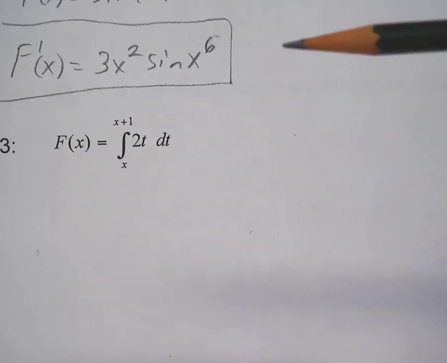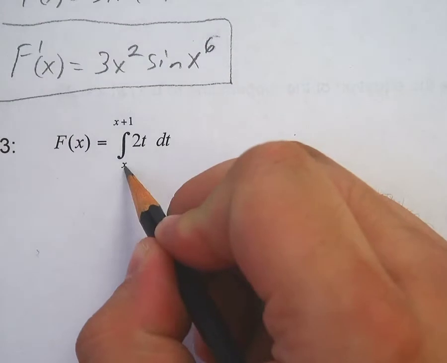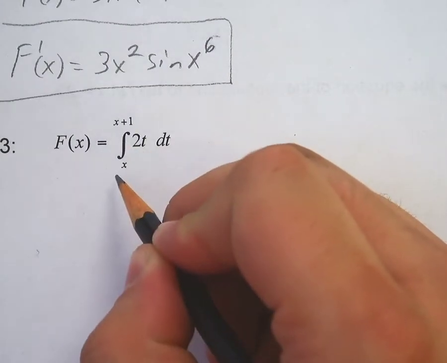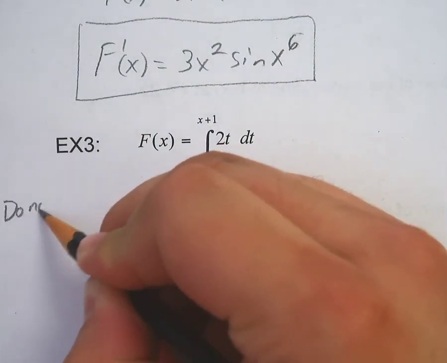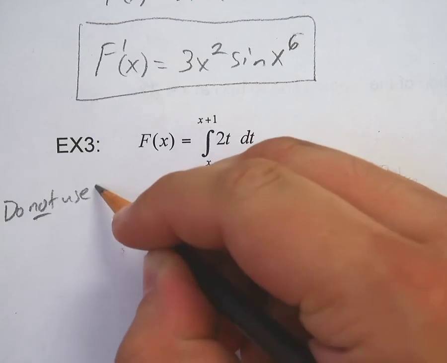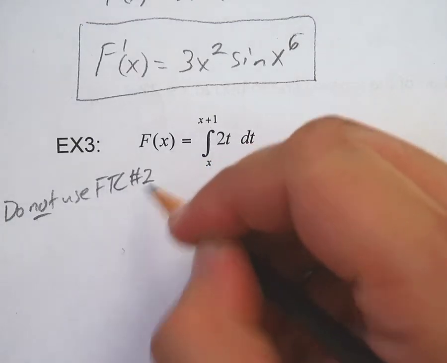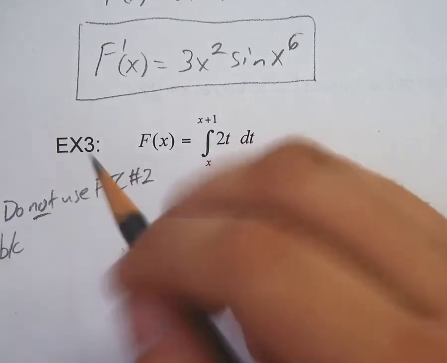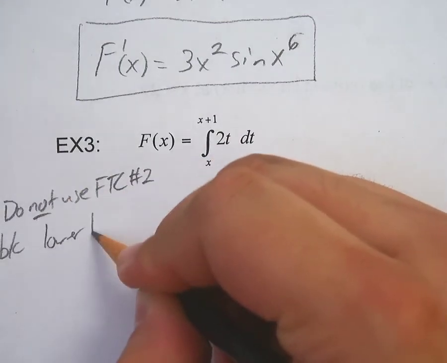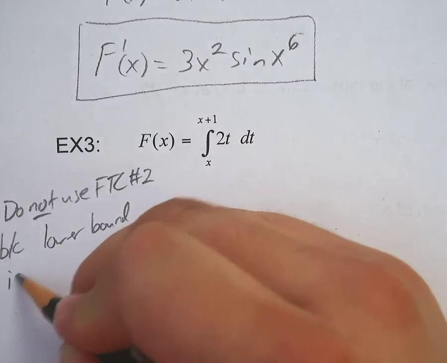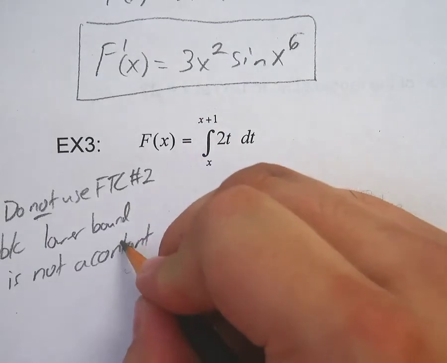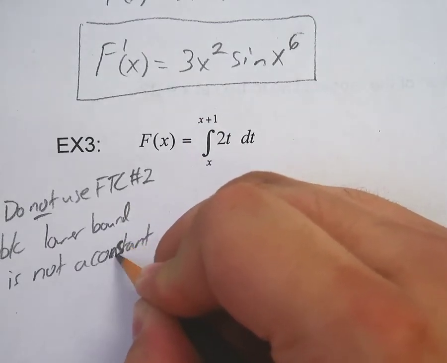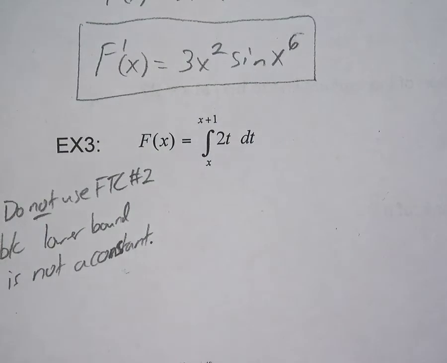But on number 3, for example, I'm integrating from a function to a function. I've got a variable down here. So I'm going to put a little note over here to the side that says do not use FTC number 2 because the lower bound is not a constant. I misspelled constant. That's okay. Do not use the fundamental theorem number 2 because the lower bound is not a constant.